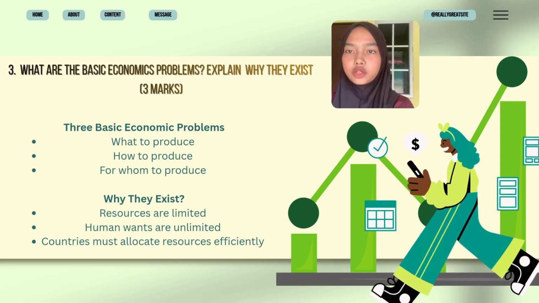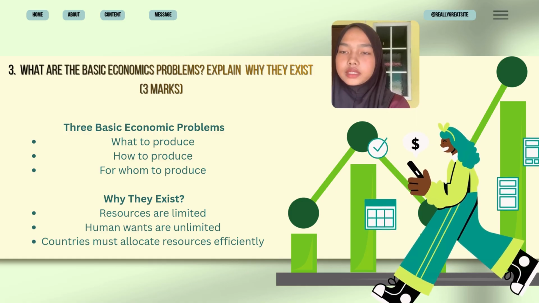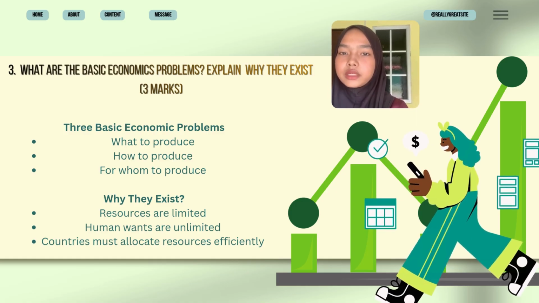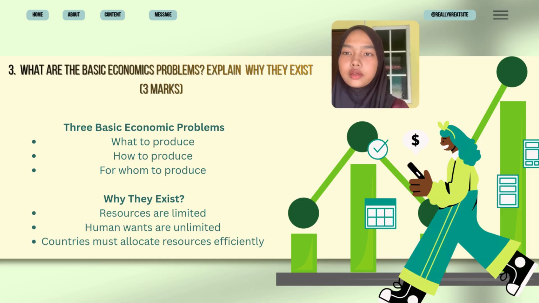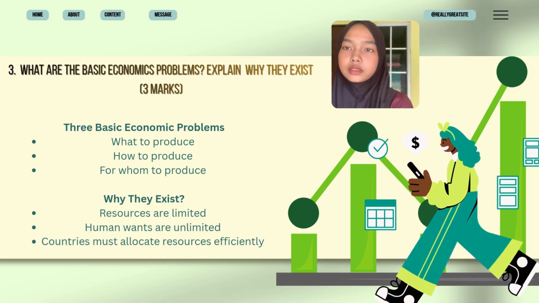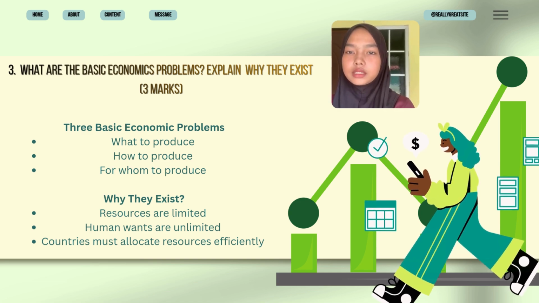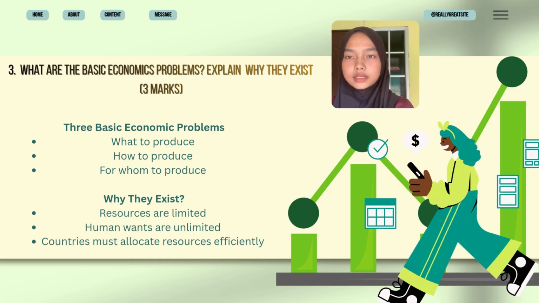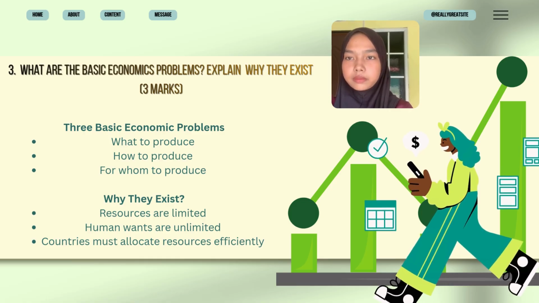Next, for the basic economic problems. There are 3 basic economic problems. The first is what to produce. The government must decide whether to spend money on decorative lighting or essential public services that benefit the people directly. The second is how to produce. This refers to choosing the most efficient way to use limited resources in order to avoid waste. The third is for whom to produce. This means deciding which group in society will benefit from government spending.